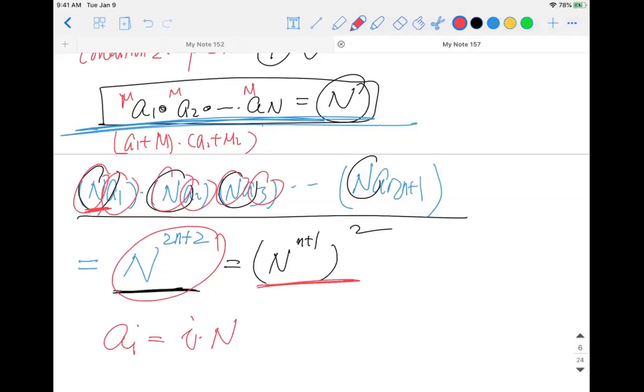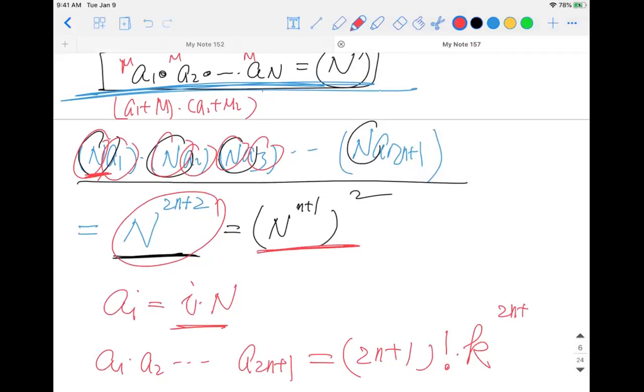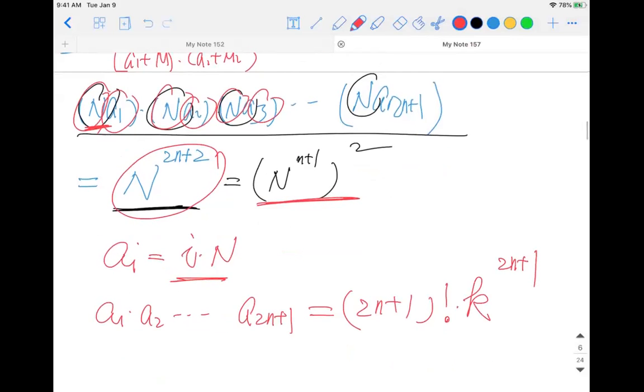Is that right? I times n is going to be an arithmetic sequence, and also a1 times a2 all the way to a_(2n+1) will be equal to (2n+1) factorial times n to the power of 2n plus 1. Is that right? So far, so good? Yeah.